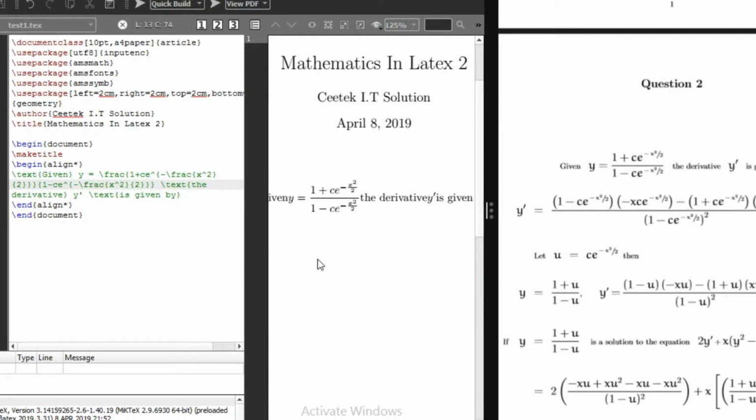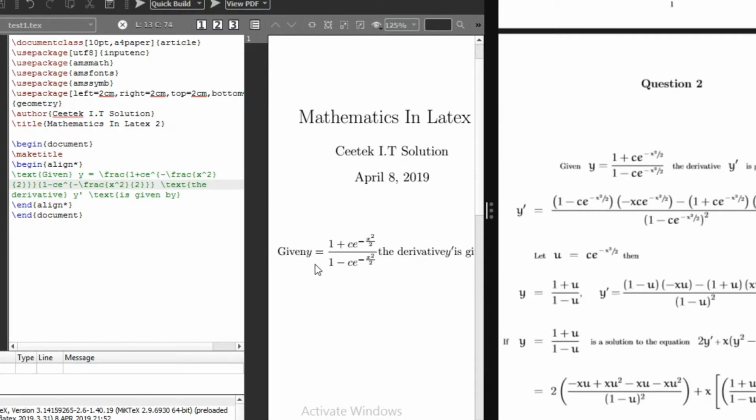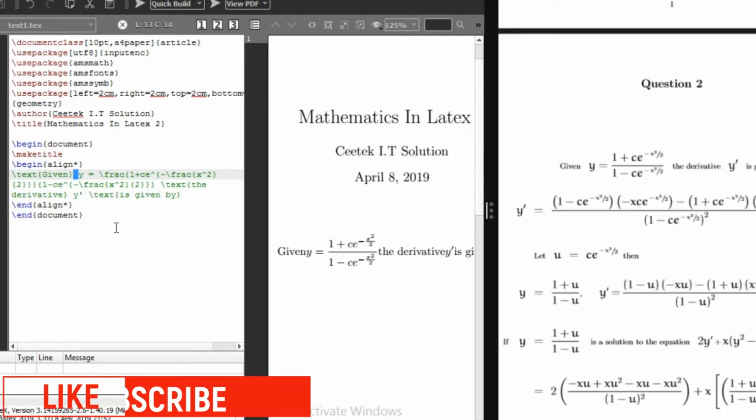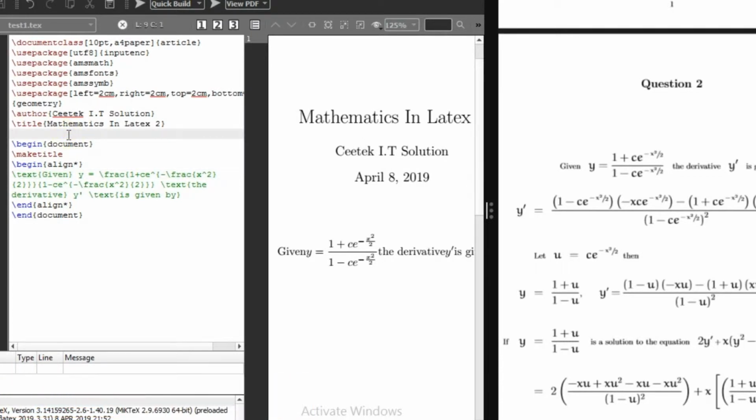Let me zoom out just a little. See, we have given y, even though we gave the space right here, LaTeX is not recognizing that spacing. So in the math environment, spaces are not recognized. However, LaTeX has provided a way for us to give manual spacing. I'm going to list some of the commands which can be used for spacing, in descending order, from the biggest to the smallest.